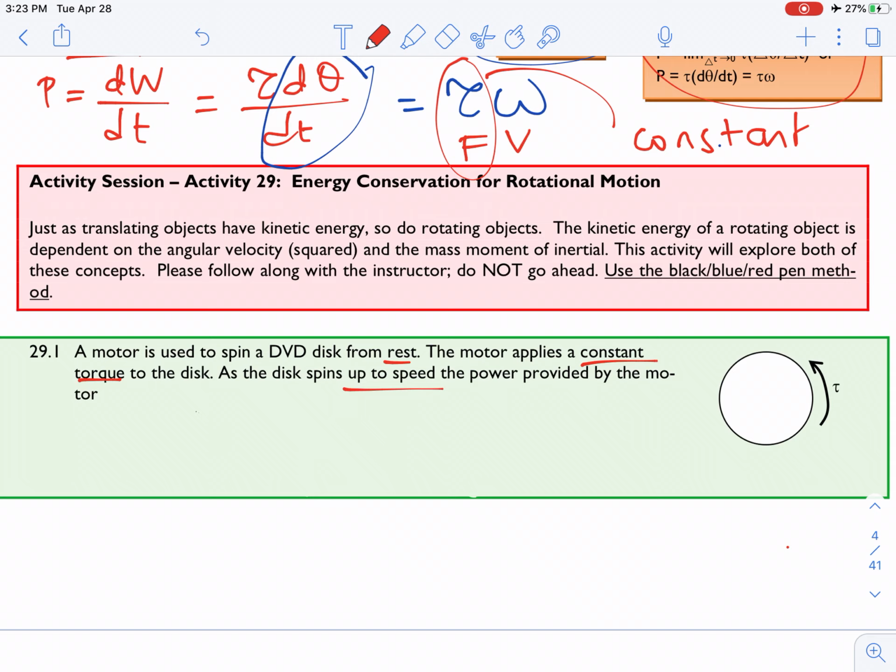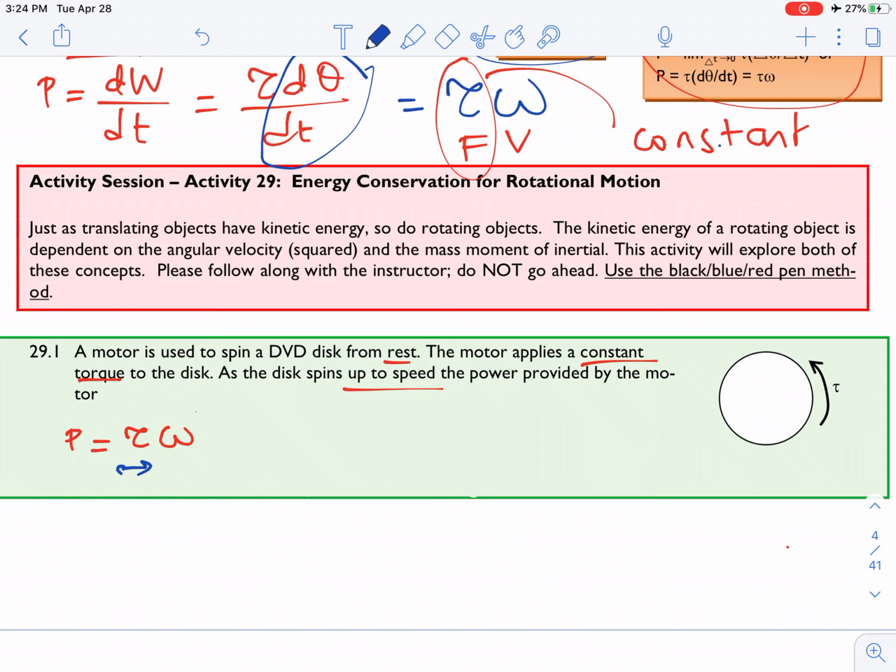Let's figure this out. So what is power? Since torque is constant, for the power equation I can use torque times omega. Okay, I'm trying to draw omega and W differently. Sometimes they look the same. But this is the angular velocity, omega. Okay, so this is the power, and I just need to figure out how it changes. I know that the torque is constant, so this doesn't change. So whatever happens to omega will happen to power.